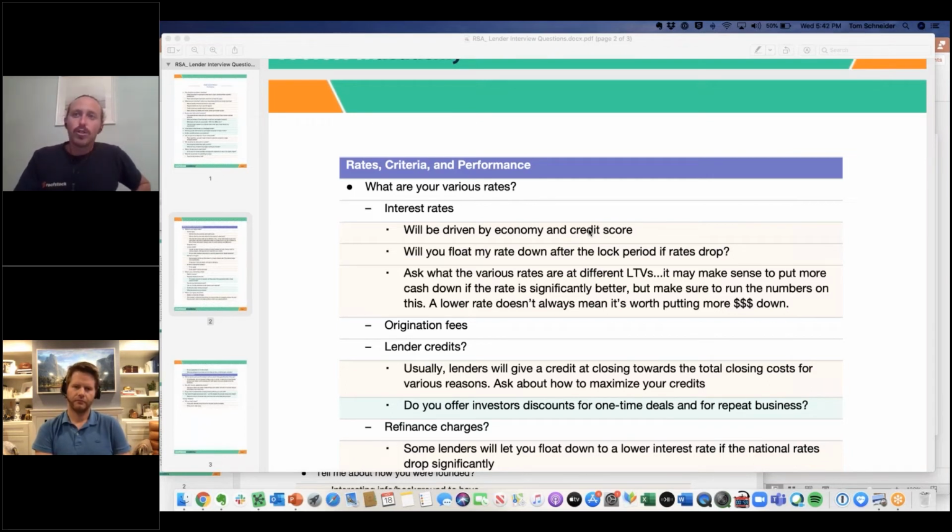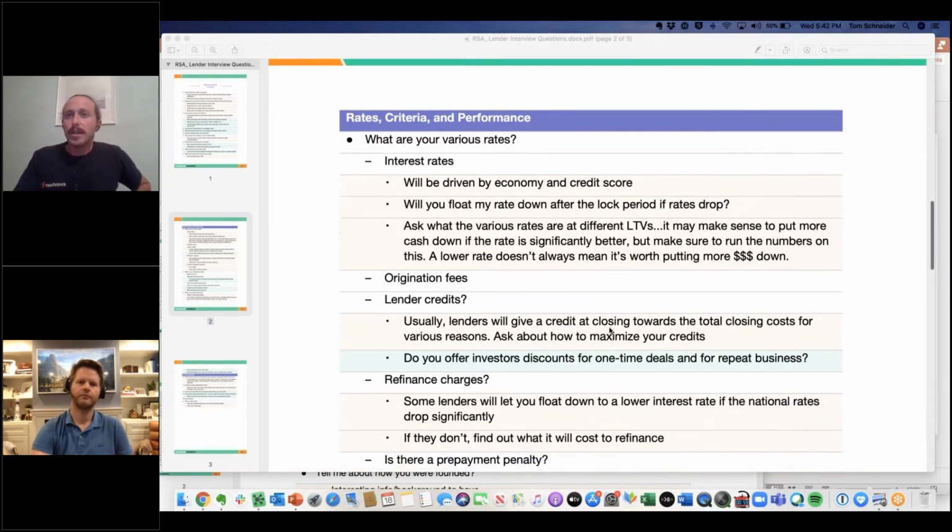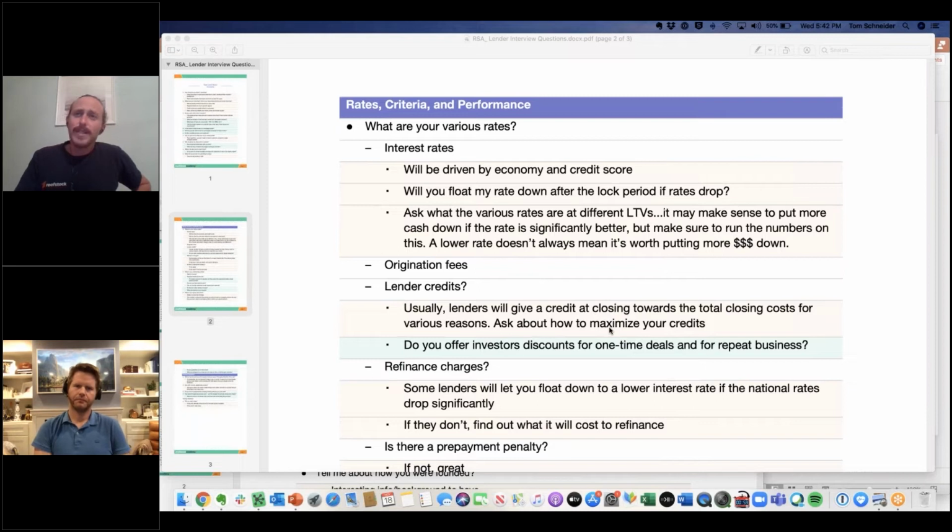Asking about different loan to value ratios. Will they lend at 80% or they'll lend at 75%? Talking about fees, asking about origination fees and lender credits. Do they offer them on different loan products?